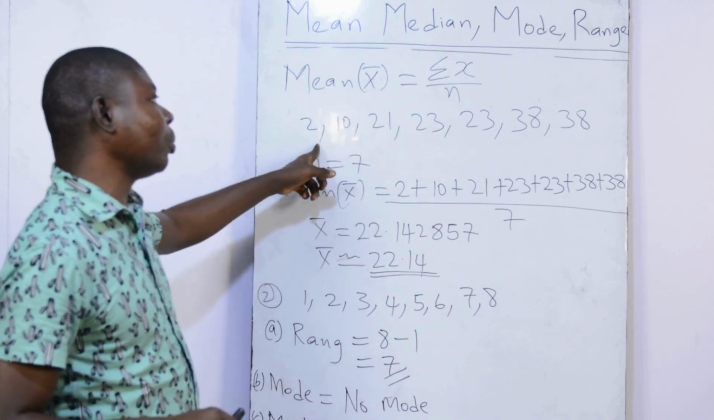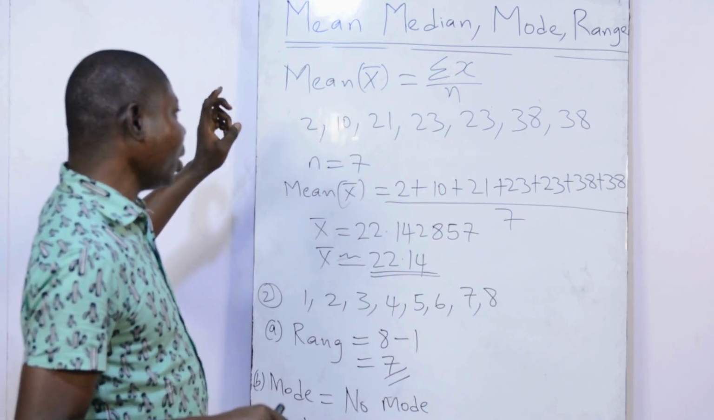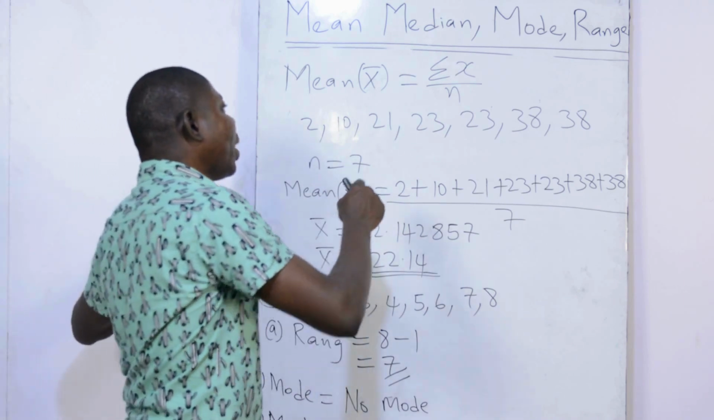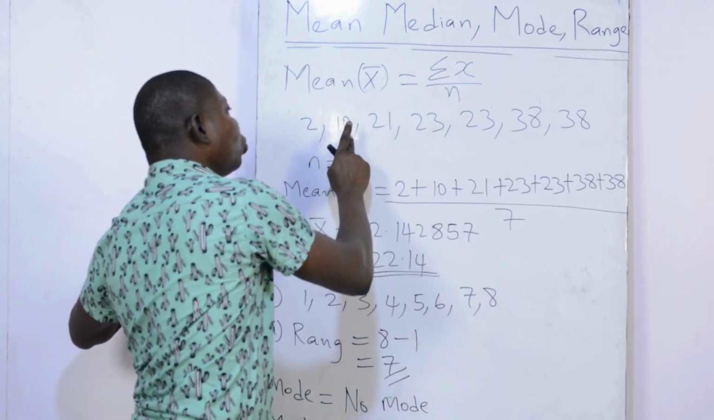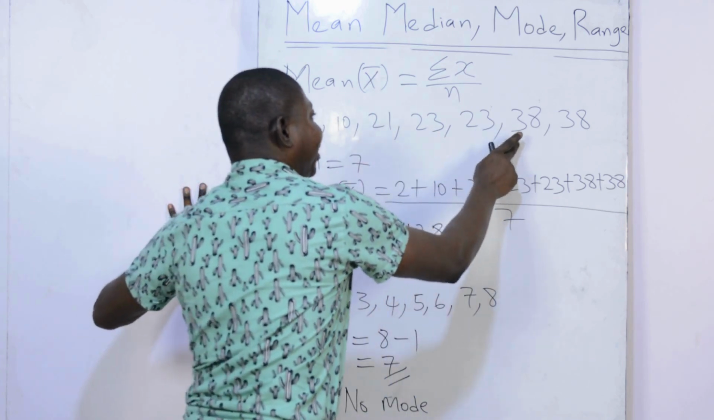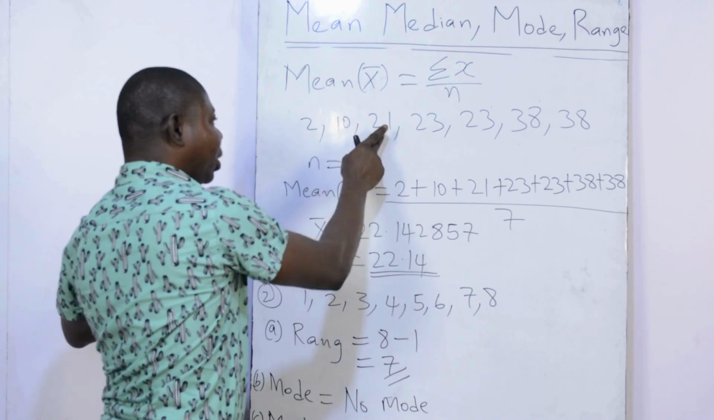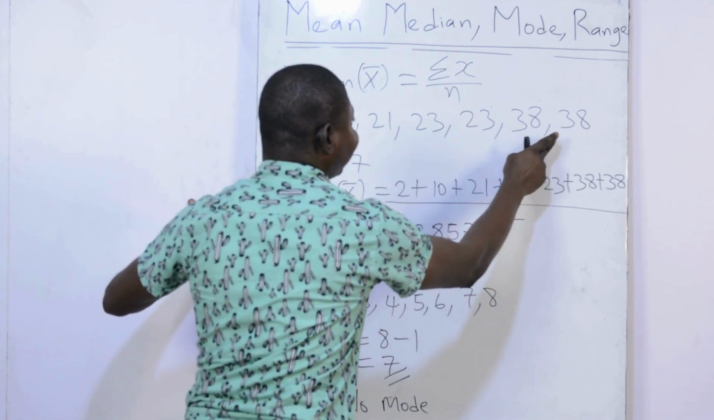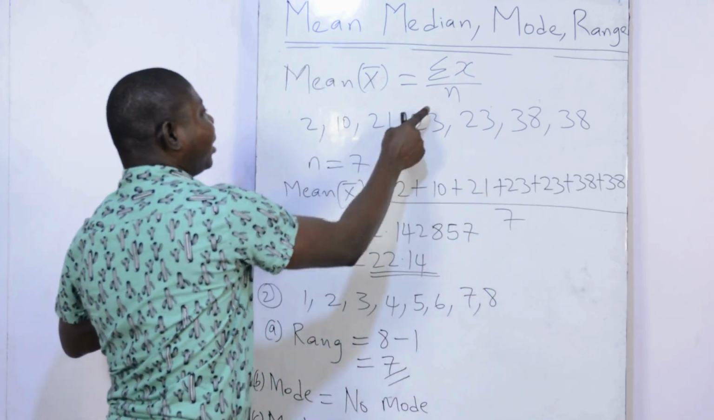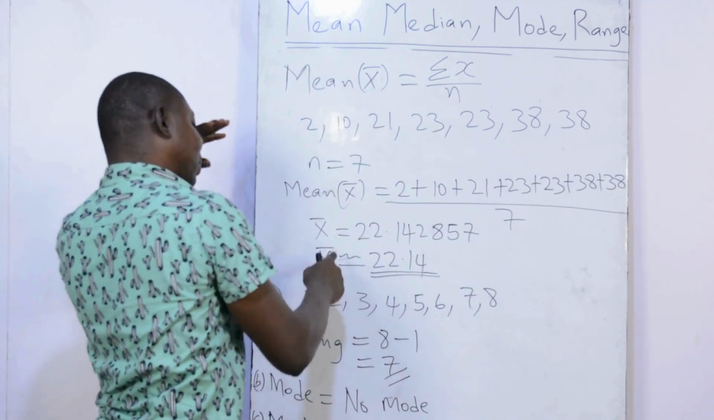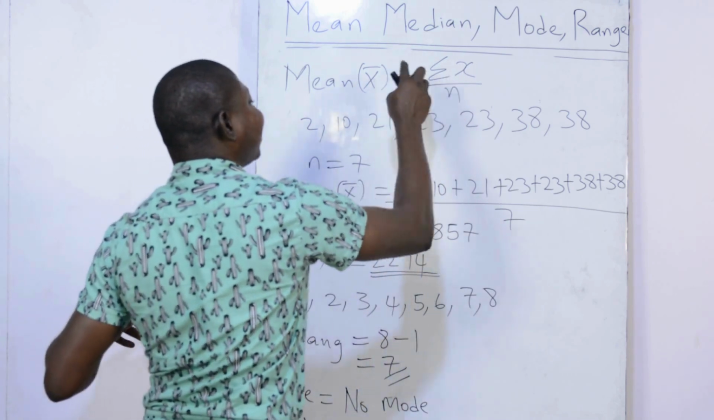And then this is the question. So you need to count to know N. 1, 2, 3, 4, 5, 6, 7. Again, 1, 2, 3, 4, 5, 6, 7. So our N is 7.